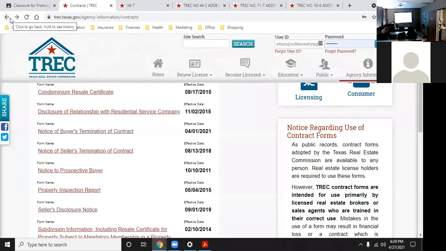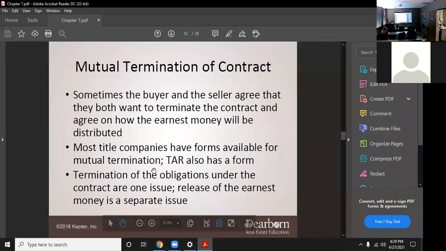And we won't go through the release of earnest money form because that's more of a thing for the title company. But basically, all you put in there is like the buyer releases the earnest money to the seller or the seller releases it to the buyer. You can put in there how much if you wanted to, how the earnest money will be distributed. They can just decide that each party gets half of it and you can send that to the title company and the title company will split that up and send it away.